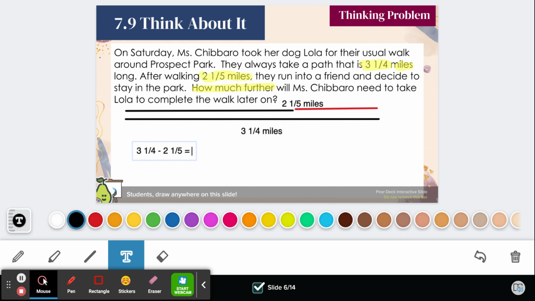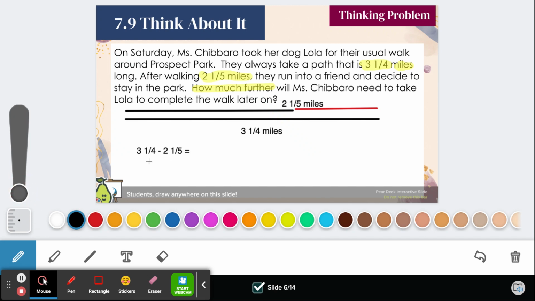2 1/5. I notice that the denominators of the fractions are different. So the first thing I'm going to have to do is find a common denominator. In order to do that, I'm going to have to multiply. So if I see 1/4 and 1/5, I need a common denominator with those fractions. I can multiply 4 and 5, and I'm going to have 20 for this fraction, and 20 for my new fraction for 1/5.